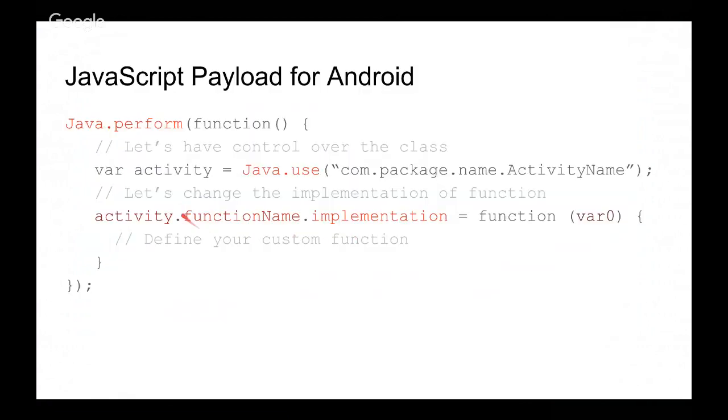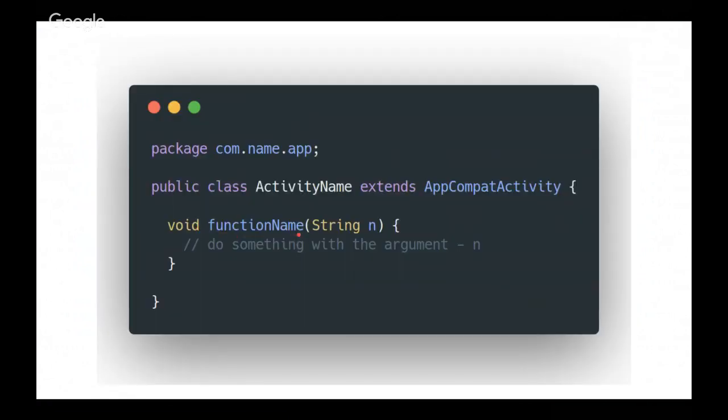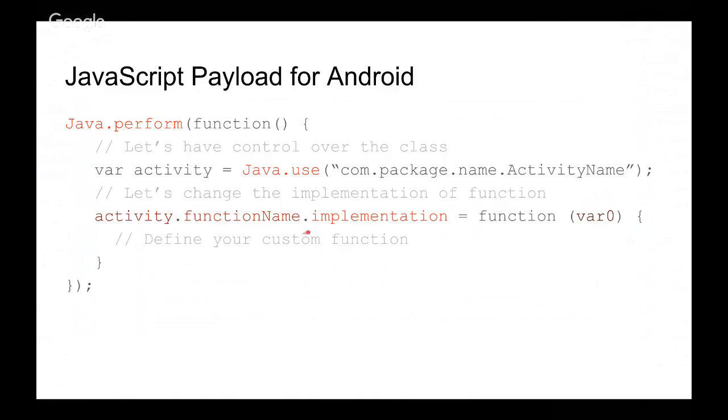We just use the same variable, activity dot the function name that was previously mentioned, function name dot, and use the keyword implementation, which is provided by Frida, to define the function you want to run instead of the original function. Say for example, you write a console log with whatever you want to log on the console, then you just run it on Frida. So whenever the function name is called, this definition that you have given is executed.